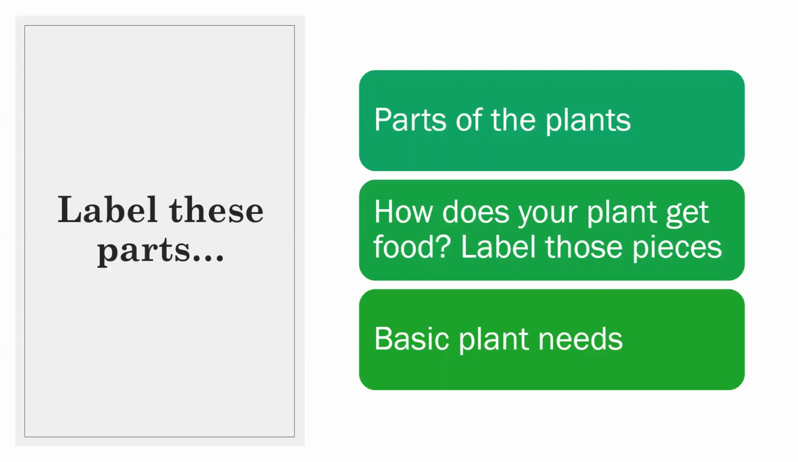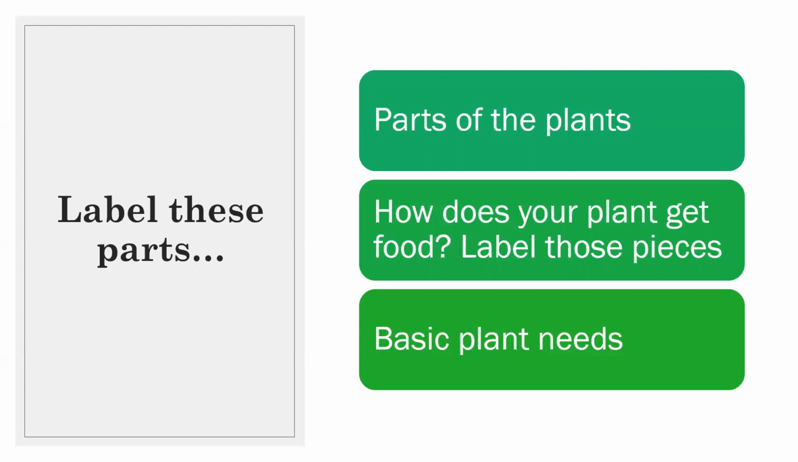How does your plant get food? Label how that process goes. We've talked about that, so you're going to label that as well using arrows. And the basic needs of your plant: you're going to label where they get those from. It's all about arrows and labeling.